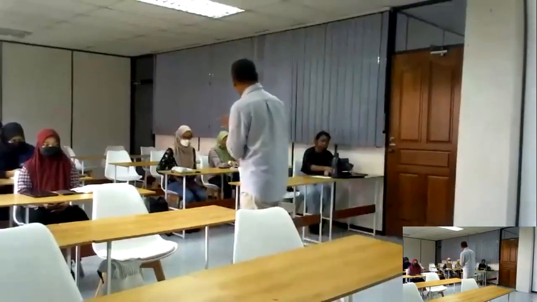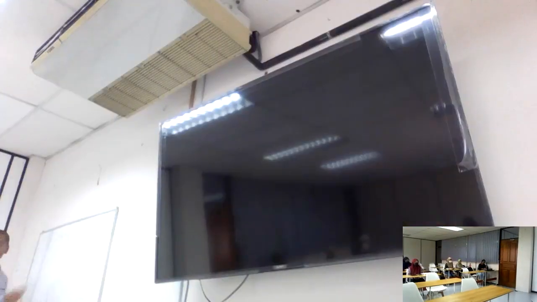Okay, that is all my slide. But ada satu lagi exercise kita nak buat. Okay, exercise kita buat. Remember tadi kita dapat Q 0.04 meter cube. Now, you dapat 0.04 meter cube. What will be the drain size?